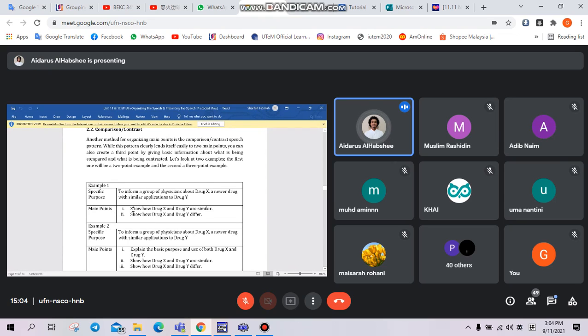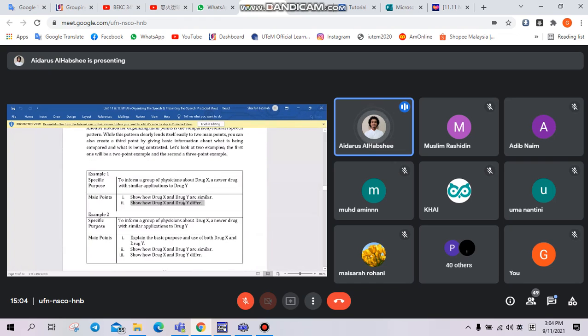Okay, so the main points, the first main point is to show how drug X and drug Y are similar, and then the second one would be how drug X and drug Y are different. So what is the similarities, comparison, okay, and then you're contrasting. Okay, so what is the difference between the two? So you are using this as the organization, how you organize your main points, yeah.